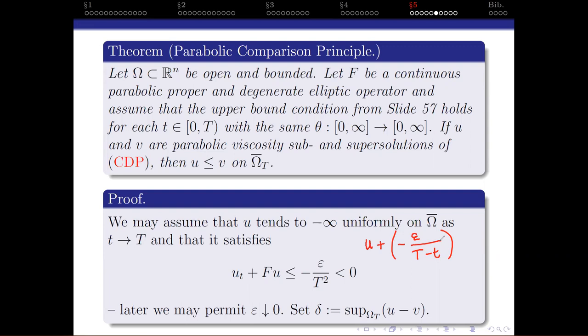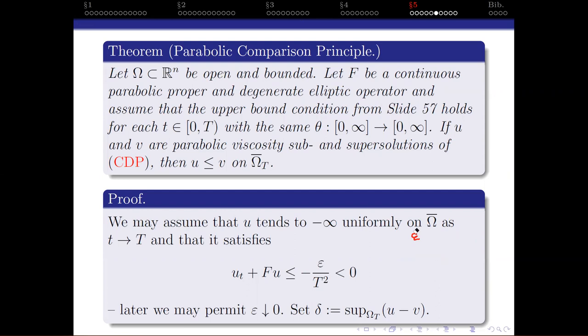And of course, if I allow epsilon to go to zero, then I'm going to be able to get the same result for my function u as I do for this function here. So from the beginning, I'm just going to assume that u tends to negative infinity uniformly as t goes to big T, and that it satisfies a strict subsolution property. Everybody okay with that?